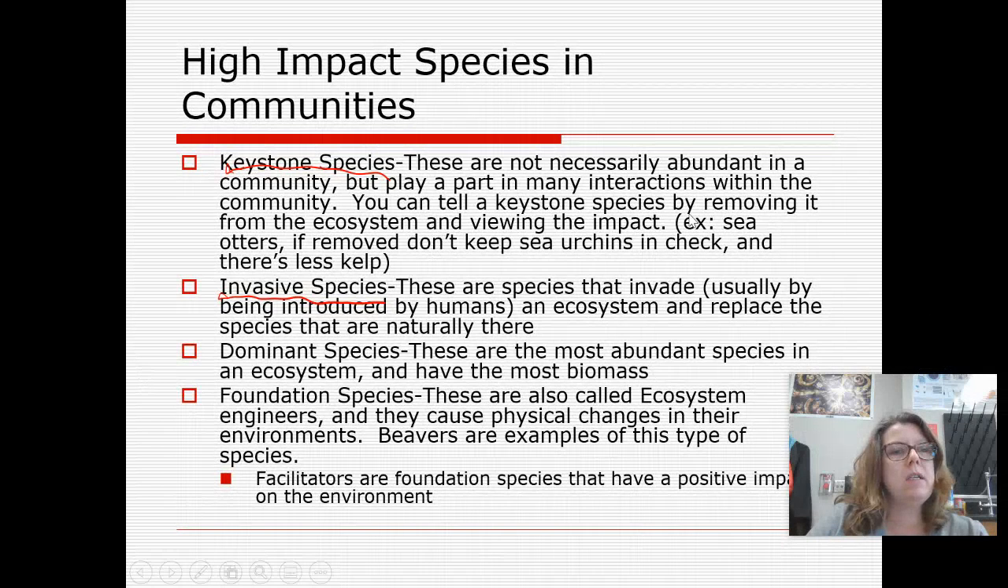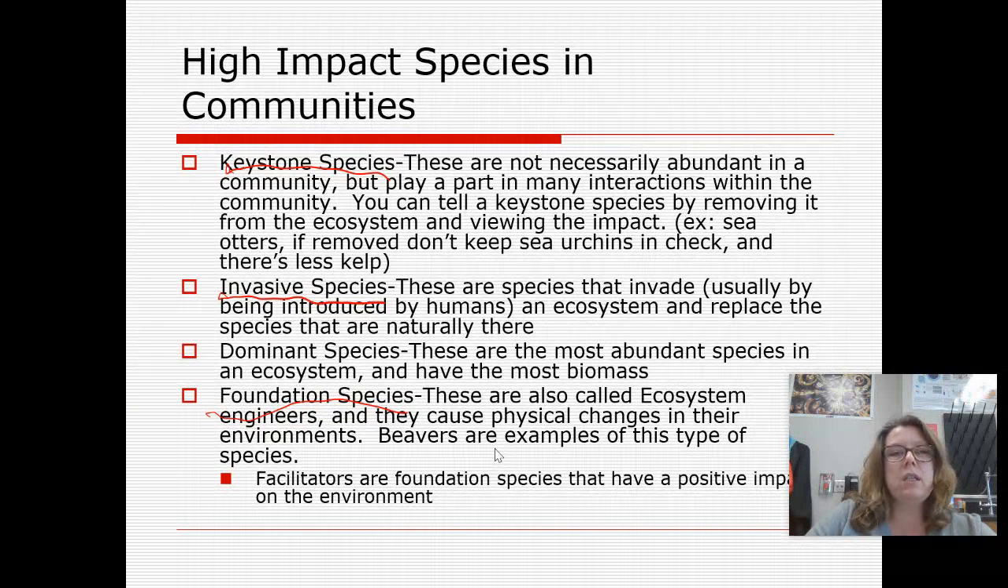Right, the dominant species, that one's obvious, right? Most abundant in the ecosystem, has the most biomass. And then you have these foundation species. Foundation species are often called the ecosystem engineers because they usually make physical changes to the ecosystem that may not be good. So beavers, for example, are foundation species.